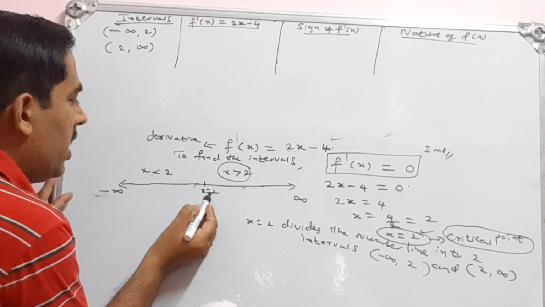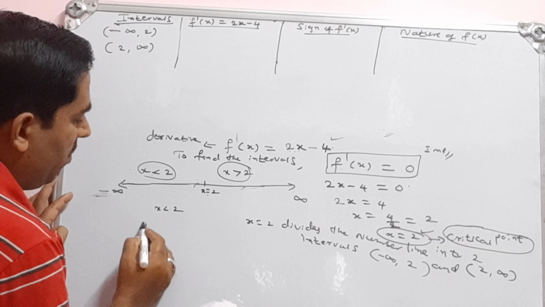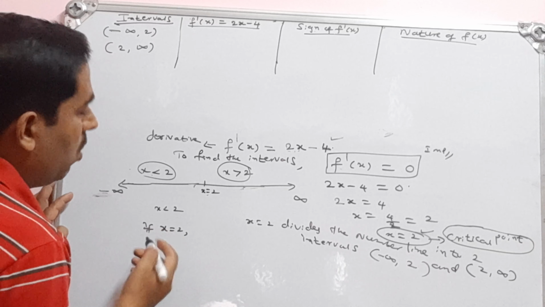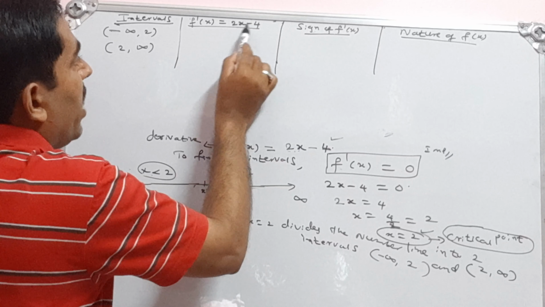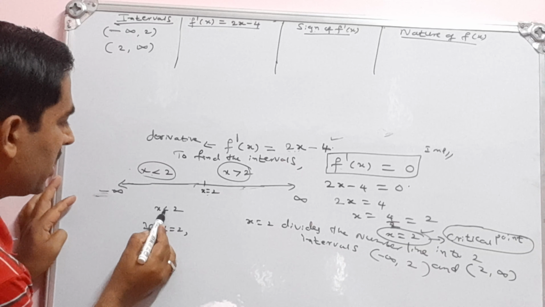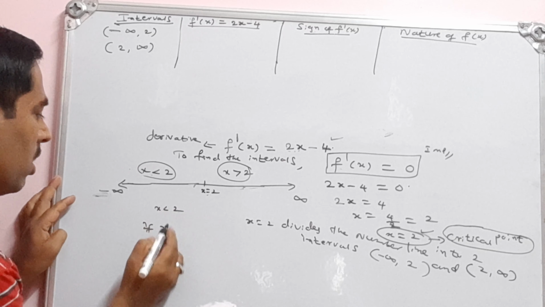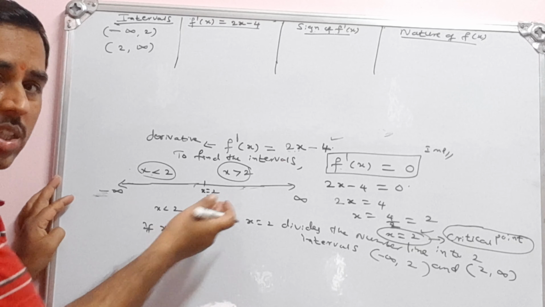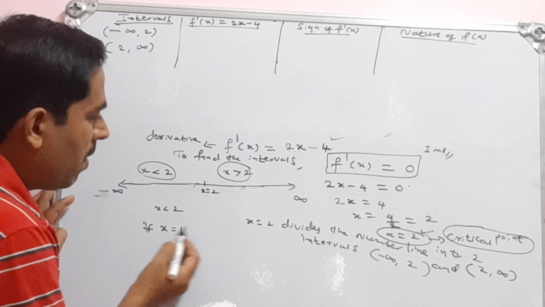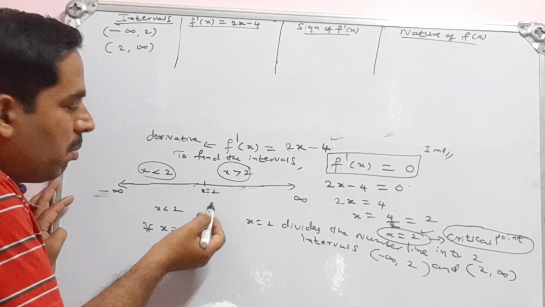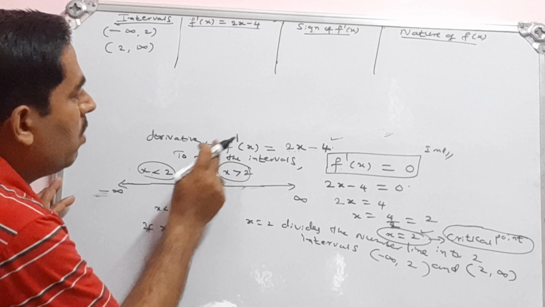So x is less than 2. If x is equal to 2, what happens to the derivative? I am talking about the sign of f dash x, that is 2x minus 4. So if x is less than 2, I can consider, say, x equal to 1, which is within this interval, or an immediately smaller number than 2. Okay, I will give 1. So if x is equal to 1, then what will be my derivative?